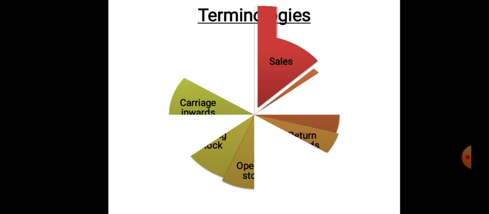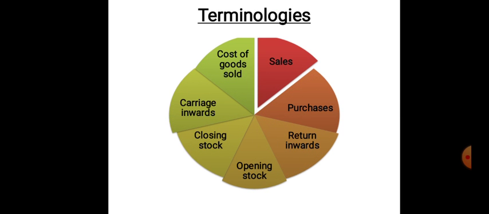Now, let's look at some terminologies, some terms we have just discussed. We have sales, that is the amount of goods sold. Then your purchases, goods bought for resale. You buy goods into the business in order to resell it. That is purchases. Return inwards, goods returned back into the business. Opening stock, that is the amount of goods you have in your business at the beginning of the period. Closing stock, the amount of goods you have left in your business at the end of the period.